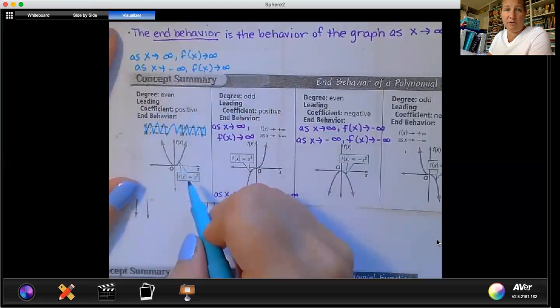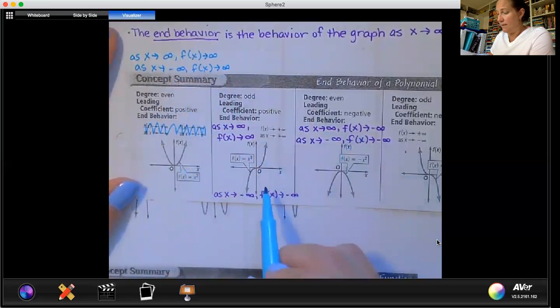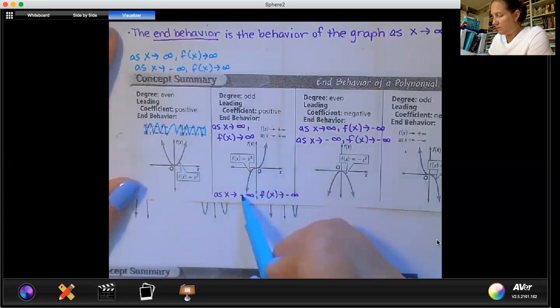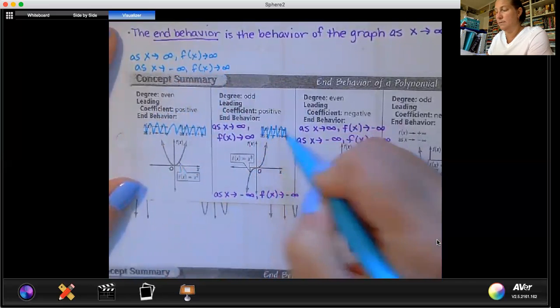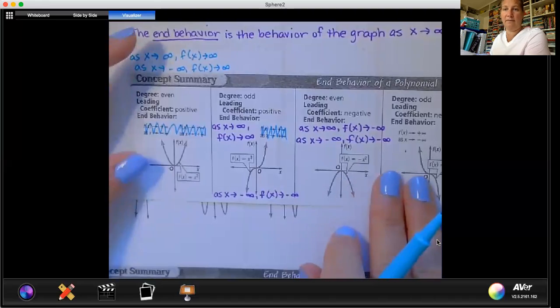So this is going to take you a couple minutes. You are going to need to pause your video, but I'm going to go ahead and do your end behavior for each one of these. In fact, I think I've already done it for this one. As x approaches infinity, f of x approaches infinity, and as x approaches negative infinity, f of x approaches negative infinity. So you don't need this part here. And as x approaches infinity, f of x approaches negative infinity. As x approaches negative infinity, f of x approaches negative infinity.